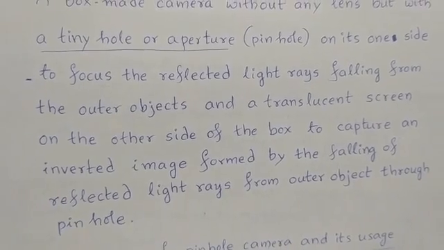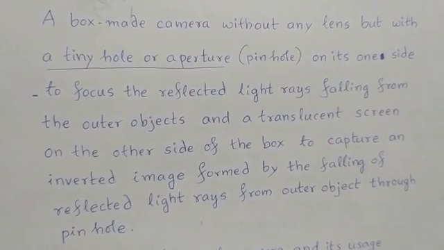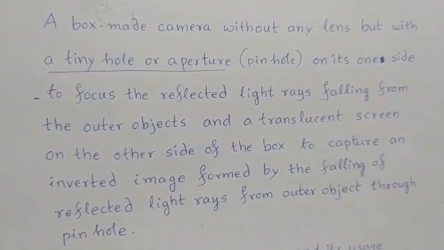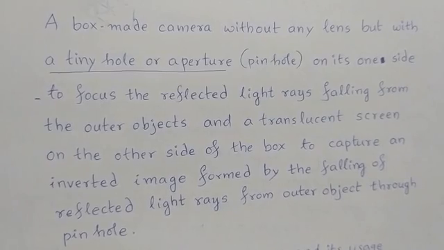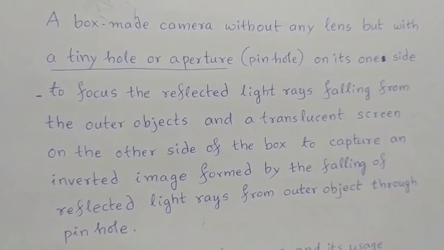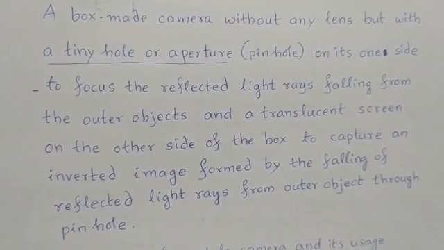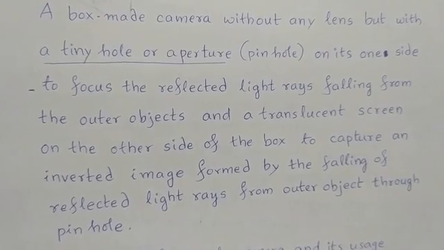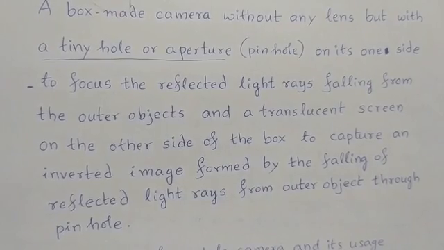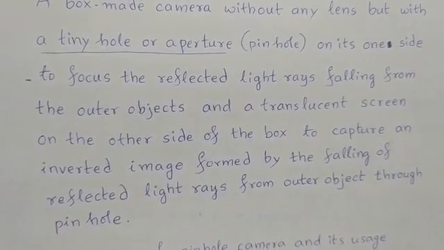So the elaborated definition goes like this. A box-made camera without any lens but with a tiny hole or aperture on its one side to focus the reflected light rays falling from the outer objects, and a translucent screen on the other side of the box to capture the inverted image formed by the falling of reflected light rays from the outer object through pinhole.